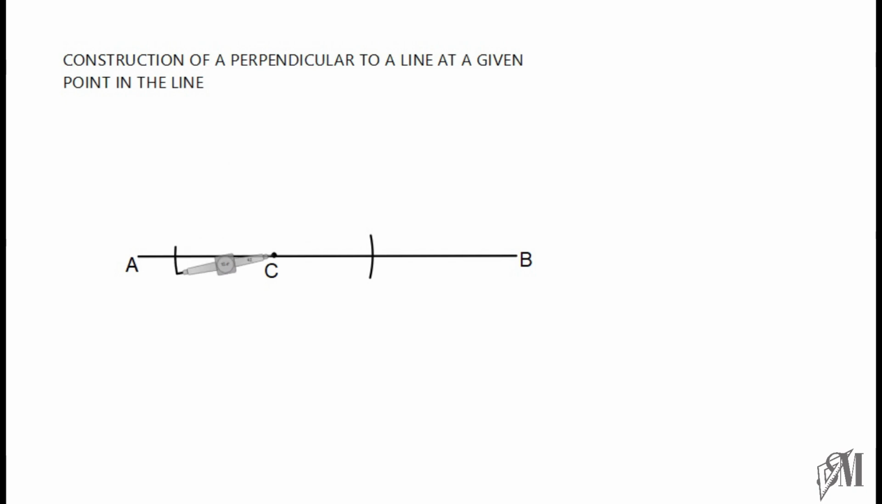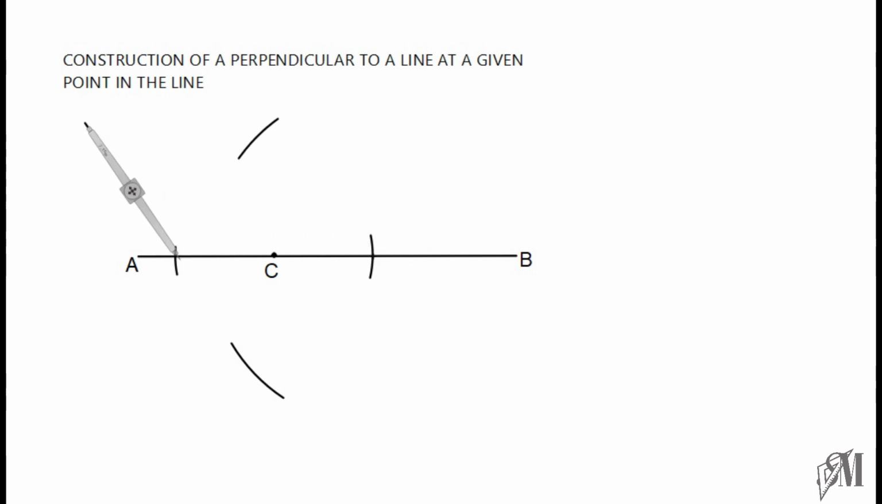Then you can move your compass to one of these two arcs. If needed, you can change the length. It's not necessary to keep the length as before in this case. Now you can draw another arc above the line AB and below the line AB. So here I mark an arc below the line first, and then I move with the same length in my compass and I mark an arc above the line AB.